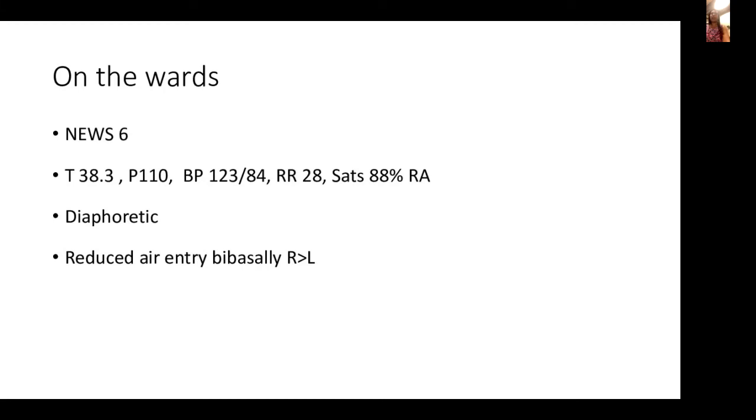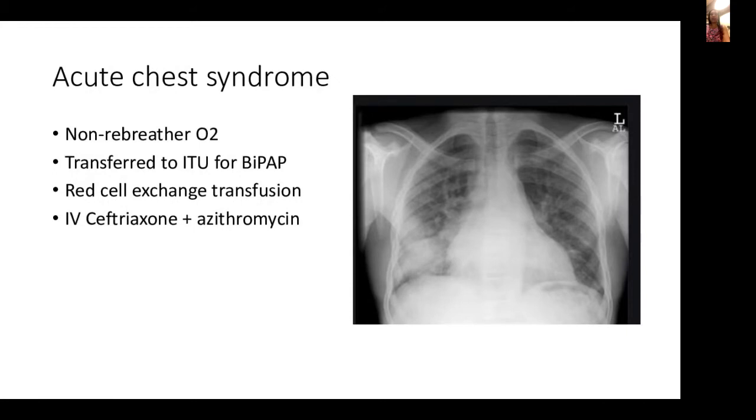The management for this is that you have to liaise with your ITU staff, because they often need respiratory support. This patient in this case just needed some non-rebreathing oxygen, but actually did require BiPAP and a red cell exchange transfusion, which is the management. So you're taking out the sickle cells and replacing them with a 2 volume exchange to bring down the sickle percentage right down to less than 30. And we often get it less than 20.